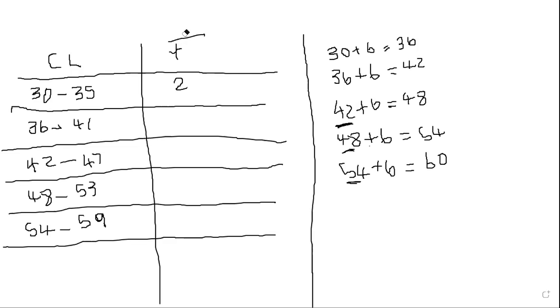We're having the values which fall within 36 and 41. We're having 36, we're having 38, we're also having 41. 36, 38, and 41, meaning our frequency will be 3. I'm having 3 of them.